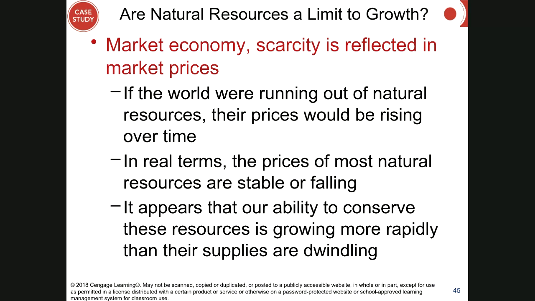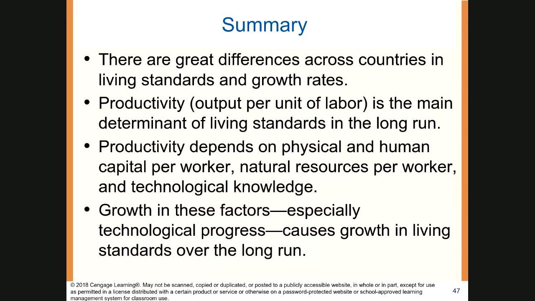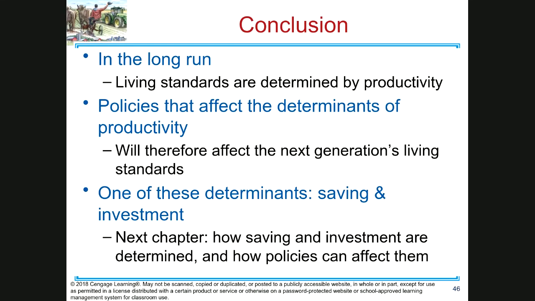Okay, just glance through all of this. We're almost there. Conclusion: in the long run, living standards are determined by productivity. Government policies that affect the determinants of productivity will therefore affect the next generation's living standard, right? One of these determinants is saving and investment, which we'll talk about in the next chapter.